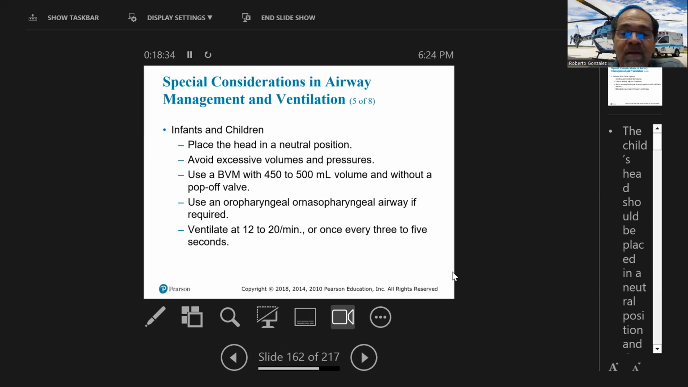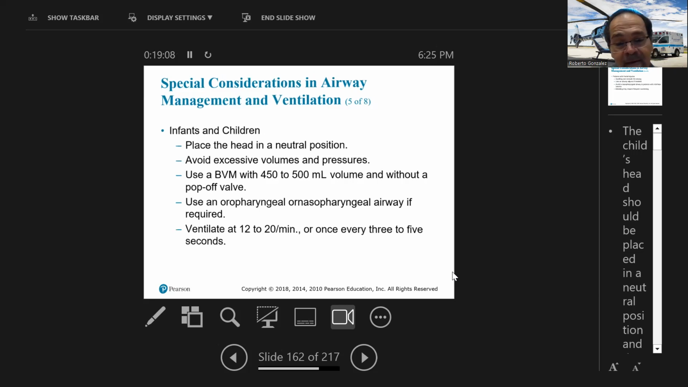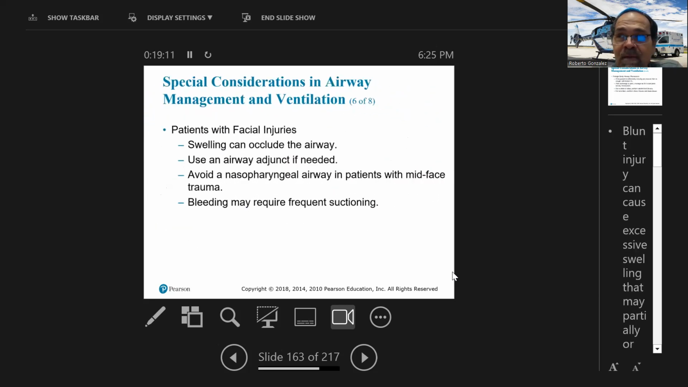Avoid excessive volumes and pressures. Use a BVM with 450 to 500 mL volumes and without a pop-off valve. Use an oropharyngeal or nasopharyngeal airway if it's required, and ventilate at 12 to 20 respirations per minute, or once every 3 to 5 seconds, depending on how you want to work it. If you want to put the music on, well, no, you can't, because that's for chest compressions.